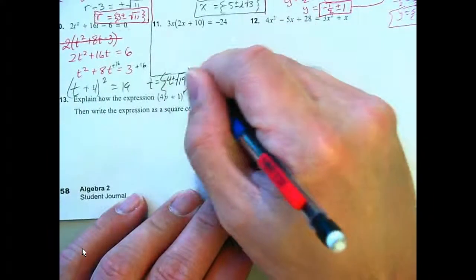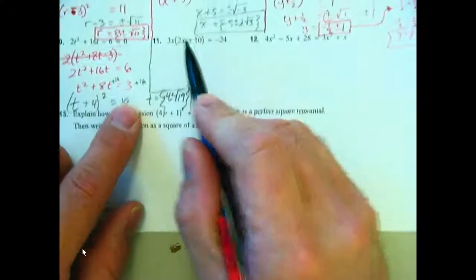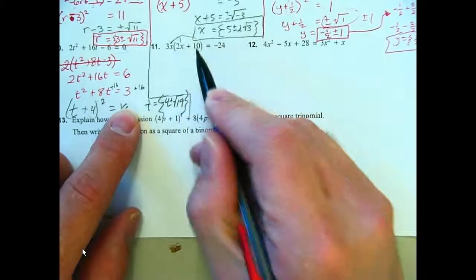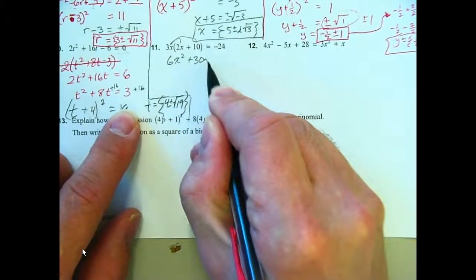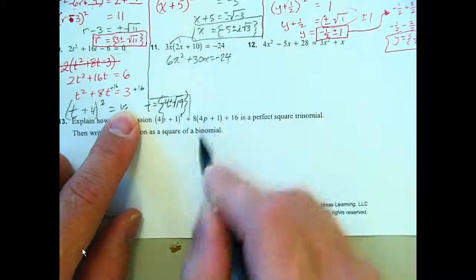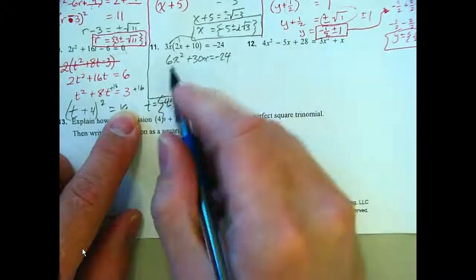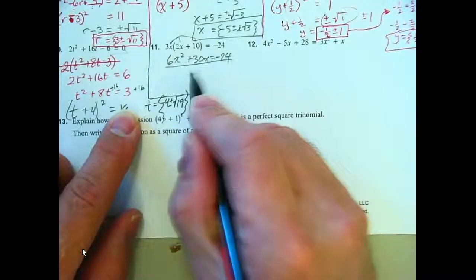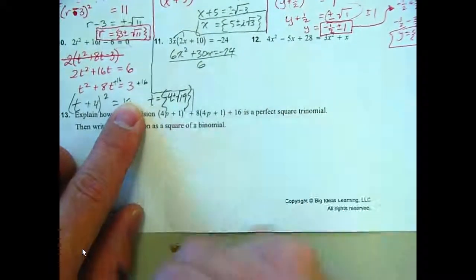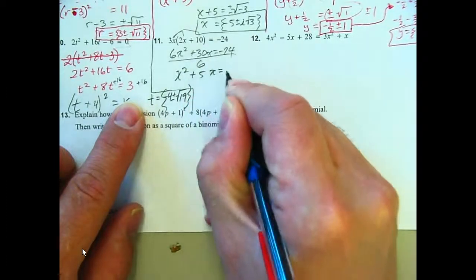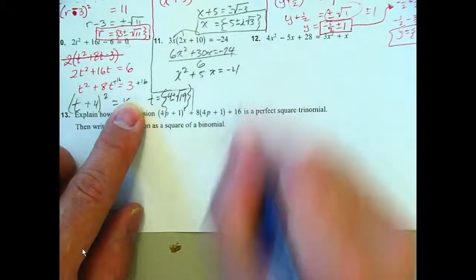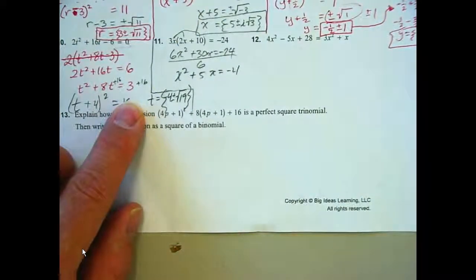Okay. So if I'm looking at this guy right here, first step, distribute. So 6x squared plus 30x equals negative 24. I can factor out or divide out a 6 there from both sides. So if I divide the whole thing by 6, I get x squared plus 5x equals negative 4.